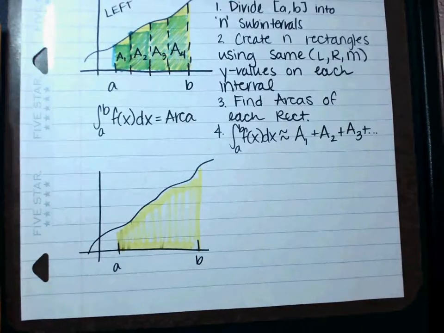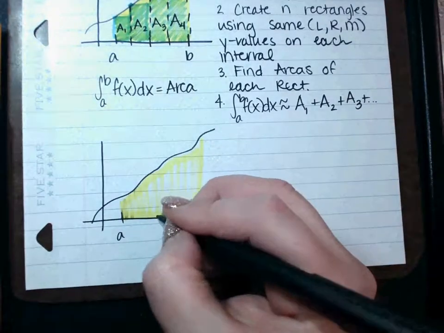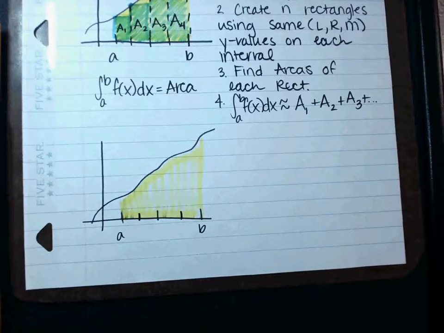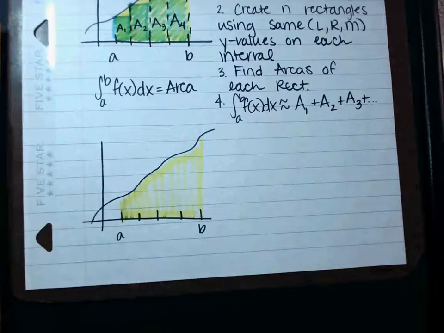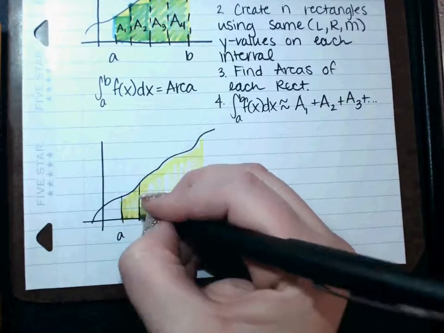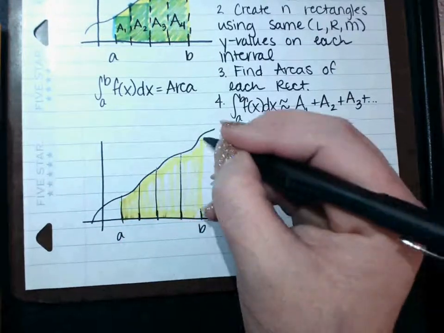Okay, and then I'm going to cut each of those sections. I'm going to cut it in half, and then in half again. And then I'm going to draw in my little divider lines to splice off my 4 sections. So I have here, here, here, here.